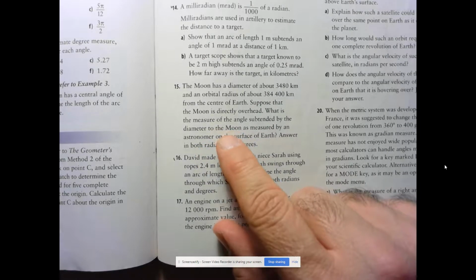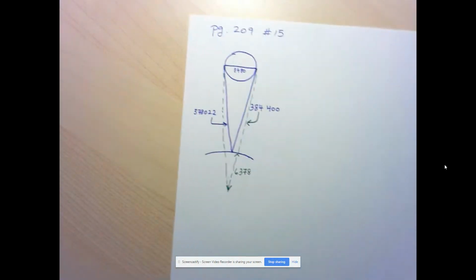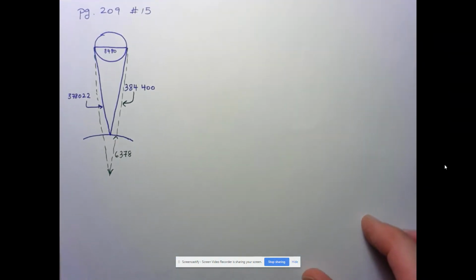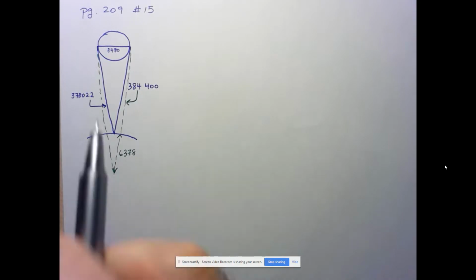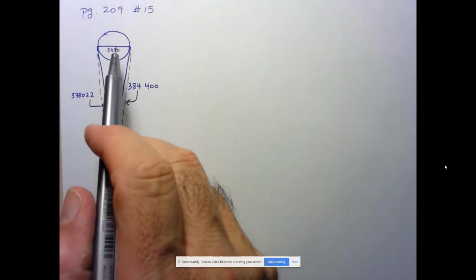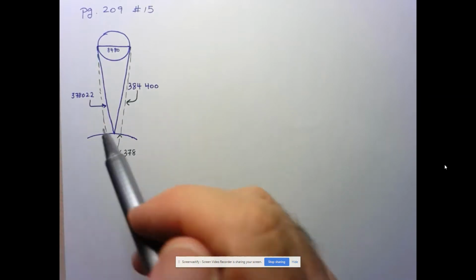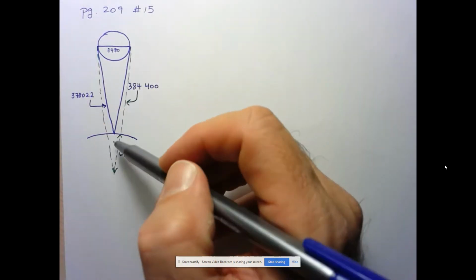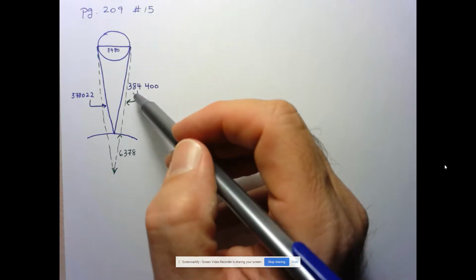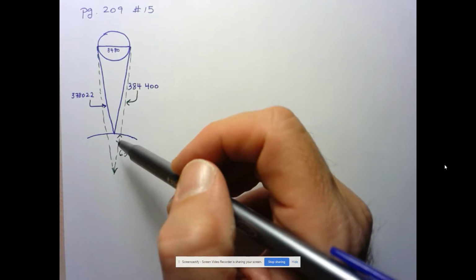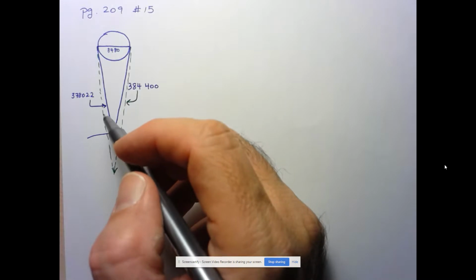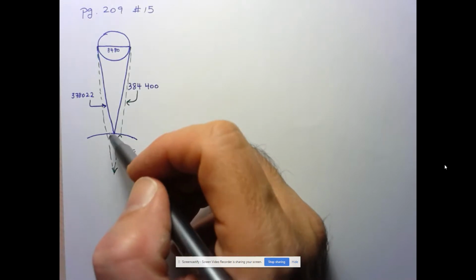Okay, so I think the best way to try to understand this problem is to draw a diagram. So give me a second. I've got a diagram here ready to go. And you're going to see that I've added a bit of information, okay? Because what we have here is the moon. They give us the diameter of the moon here. And they give us the distance to the center of the Earth, which is 384,400 kilometers, but they're telling us to calculate the angle subtended from somebody on the surface of the Earth.